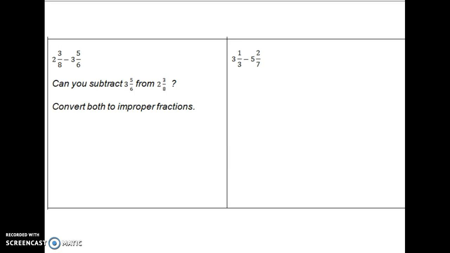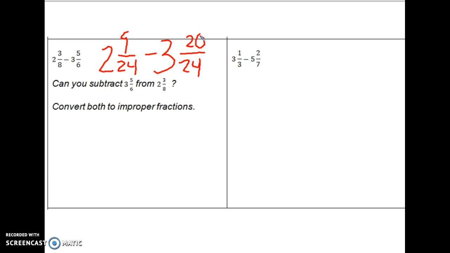2 3/8 minus 3 5/6. Common denominator here is 24, so we're going to go 2 stays the whole number, 24, we did 8 times 3, so 3 times 3 is 9. Whole number of 3 stays. 6 times 4 is 24, so 5 times 4 is 20. I cannot take 3 and 20 24ths from 2 and 9 24ths. The 3 and 20 24ths is a bigger number, so I know I can't subtract that.